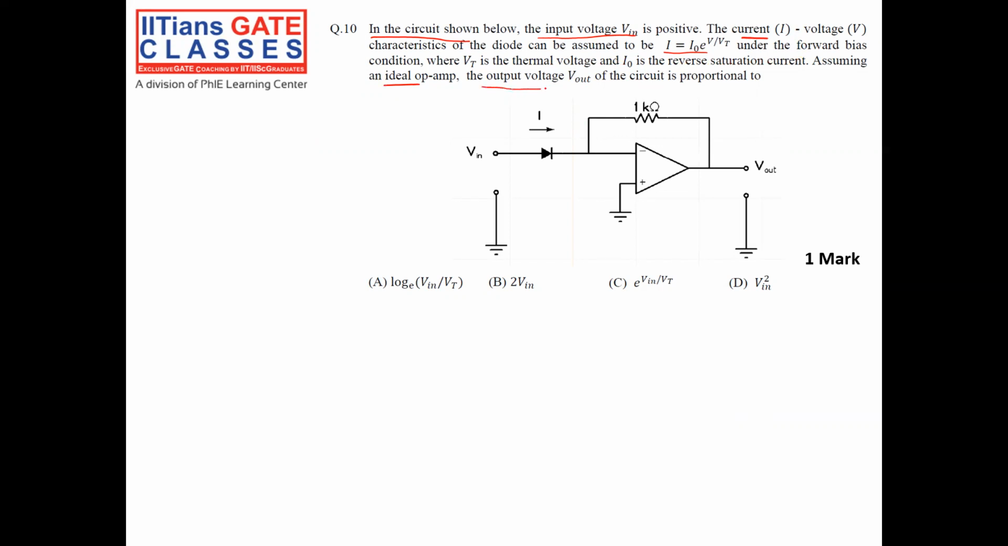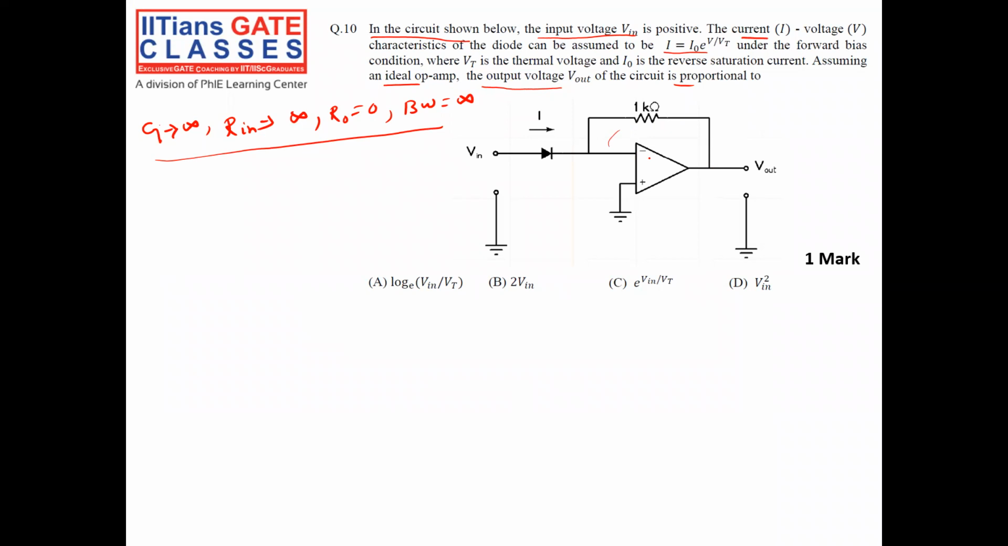The output voltage is proportional to what? So what is the ideal op-amp, guys? An ideal op-amp is an op-amp whose gain is infinity, whose input resistance is also infinity, whose output resistance is 0, and whose bandwidth is infinity. This is my ideal op-amp. Also, you can see in the circuit there is a feedback from the output to the inverting terminal, nothing but the negative terminal.